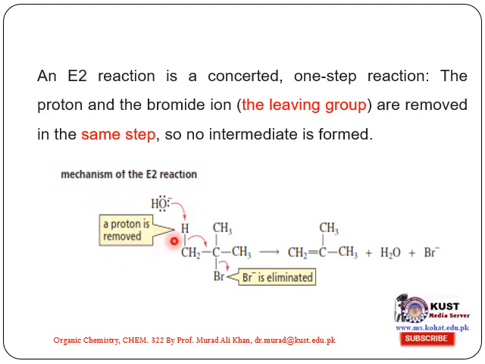A proton is removed. This is the proton, which is removed by the base. Here, the electrons migrate to the bond with the other carbon, and the bromine is eliminated, and we have a double bond here between these two carbons. So this is the mechanism of the E2 reaction.